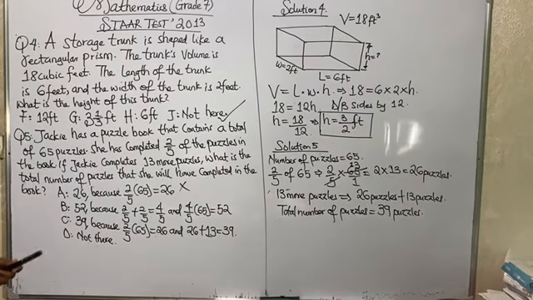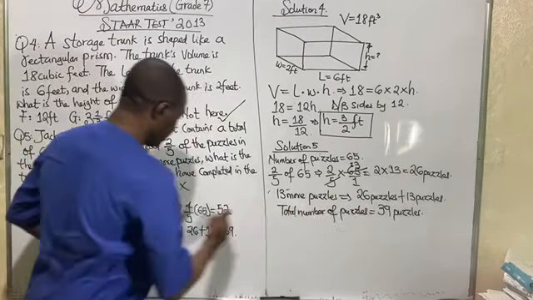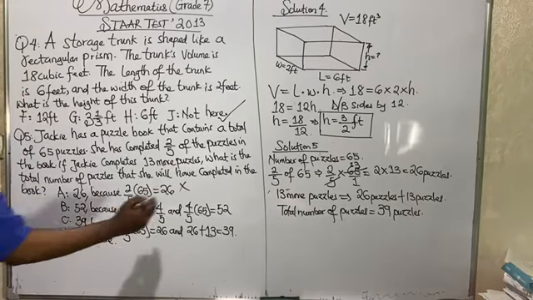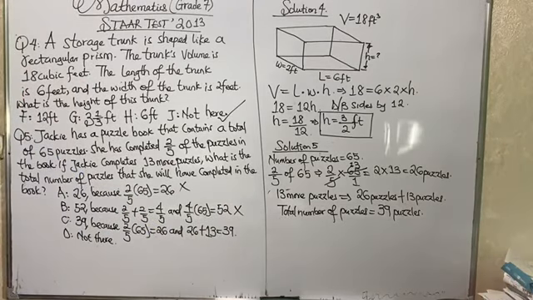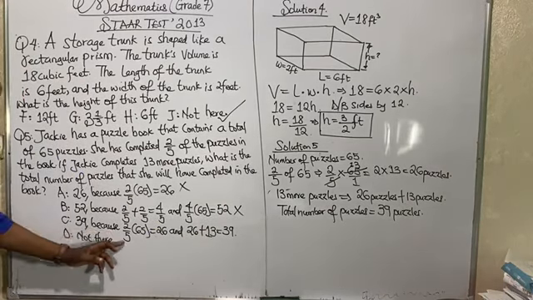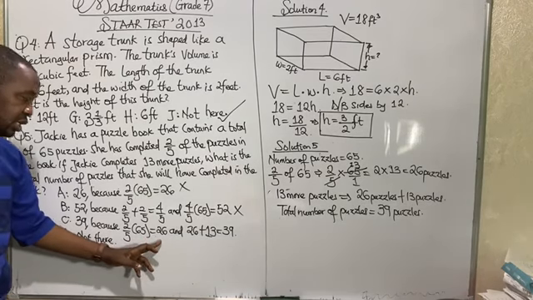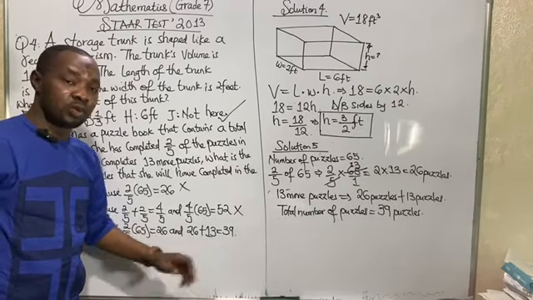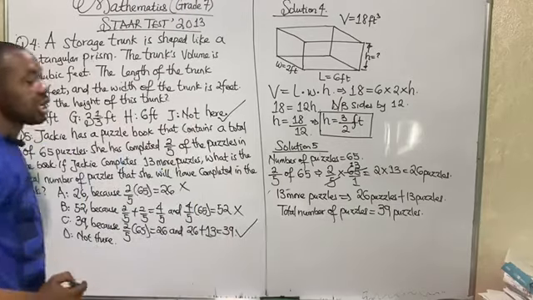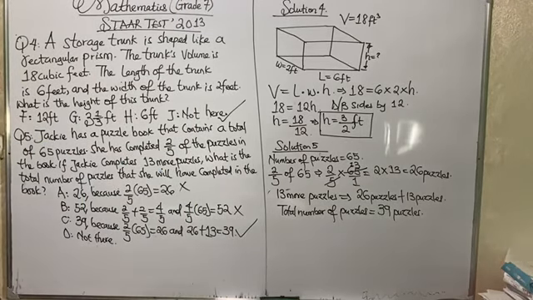Now 52, of course, we got 39 here, so the answer cannot be 52. So this is also wrong. Now 39, because 2/5 of 65 is 26, and 26 plus 13 equals 39. So this is the answer to question 5.